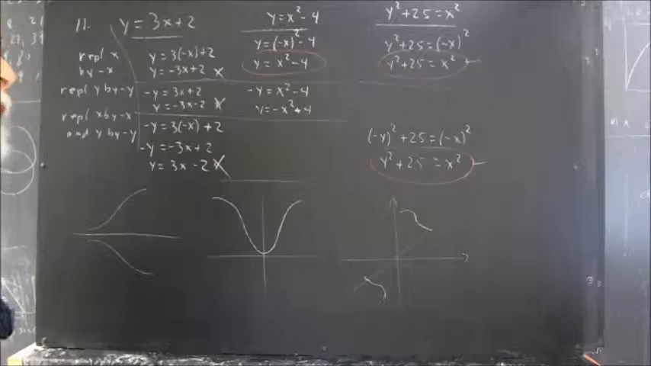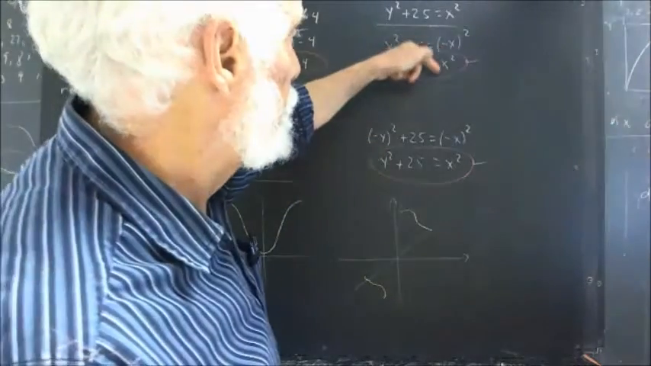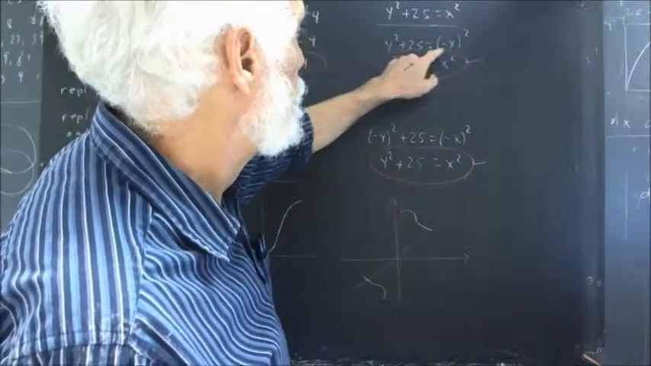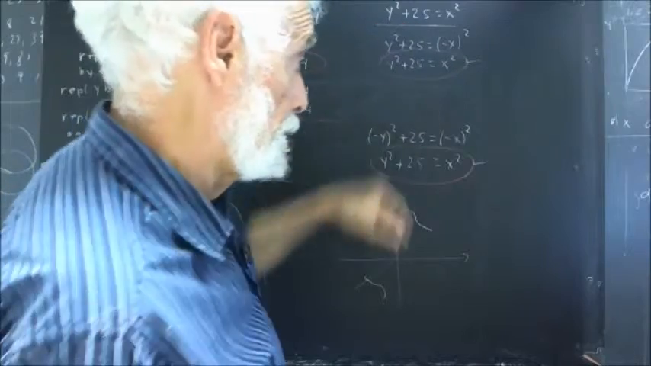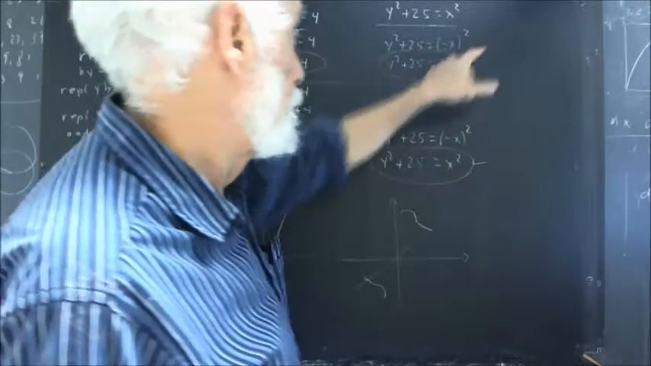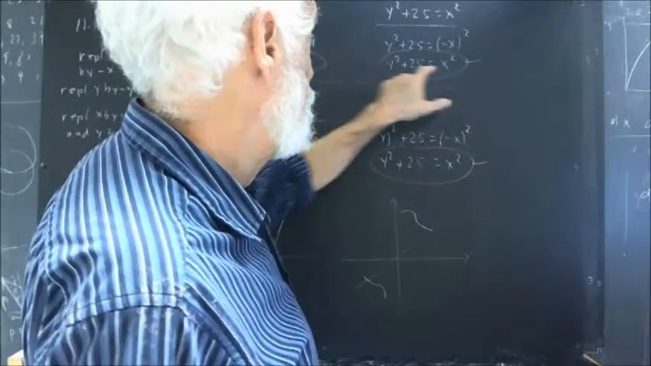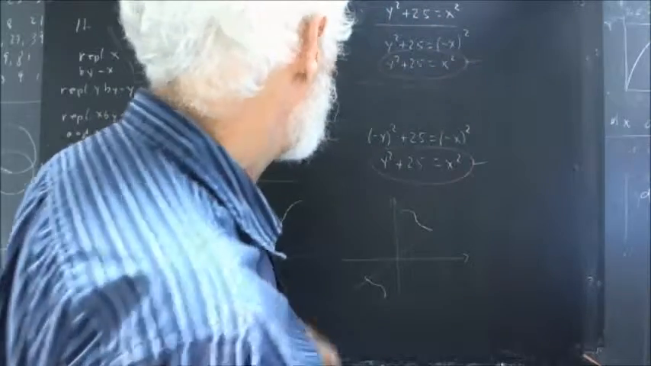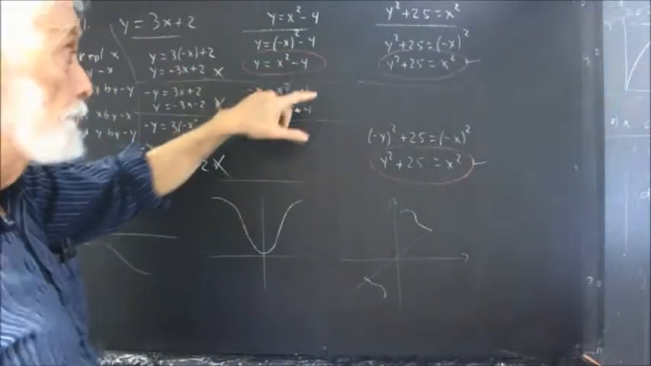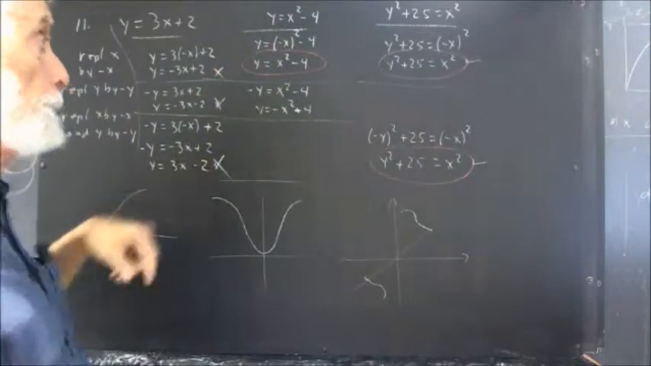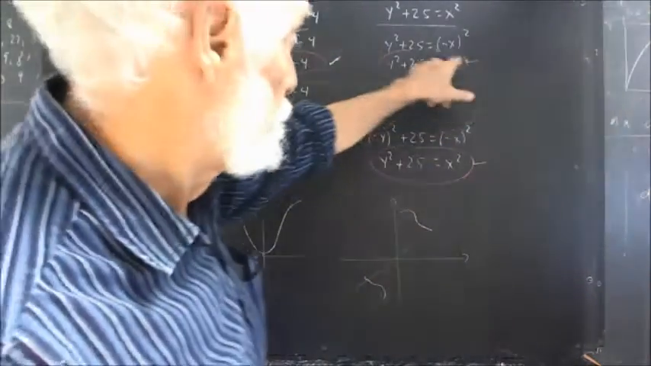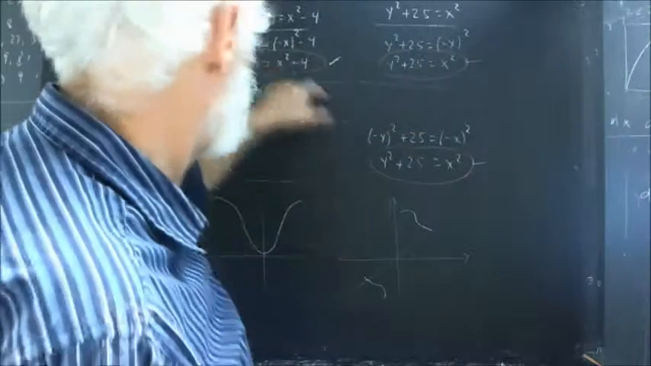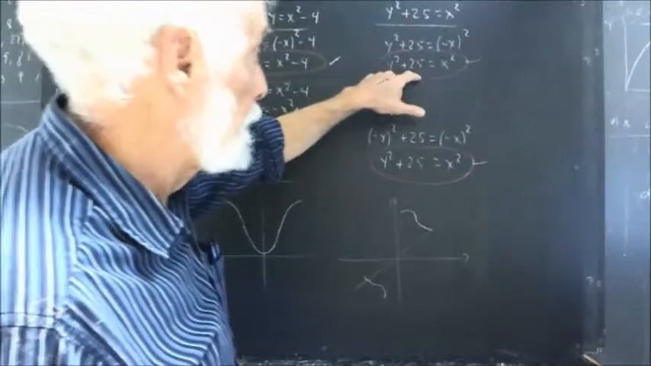Okay, now we have y squared plus 25 equals x squared. Replacing x by negative x, we get negative quantity x squared on the right-hand side. The left-hand side is unaffected. But squaring negative x, we get x squared. So this is the same as this. Just as I did here and didn't mention it, I put a red circle around it and a check mark, and put the check mark here. I've got a red circle around this and a check mark, indicating that this matches this.